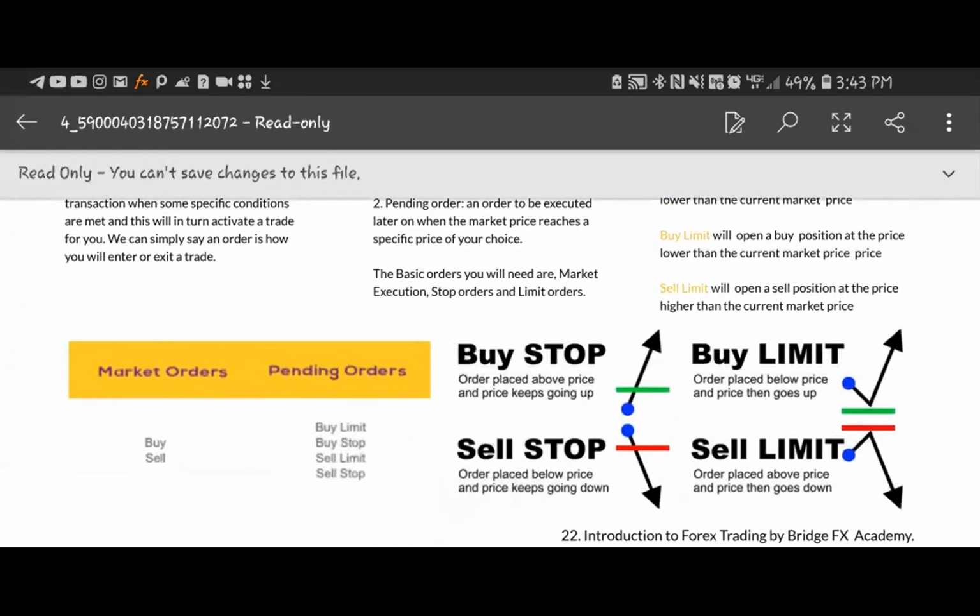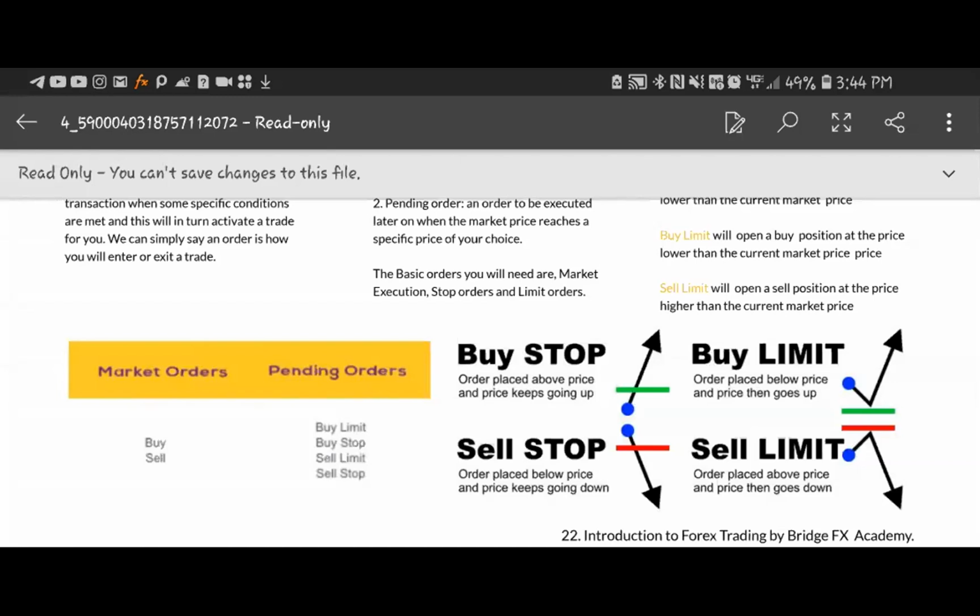Dr. Essay tomorrow will be taking you on opening your MetaTrader 4 and opening a demo account on your MetaTrader 4 app. So she will show you all the types of orders. It's nothing complicated. It's just the name and the grammar.